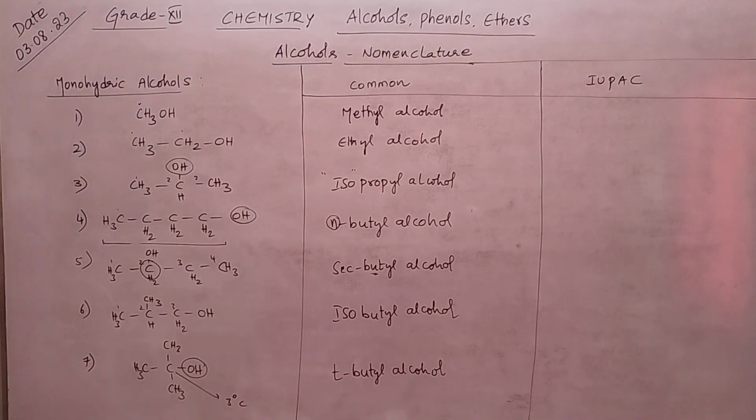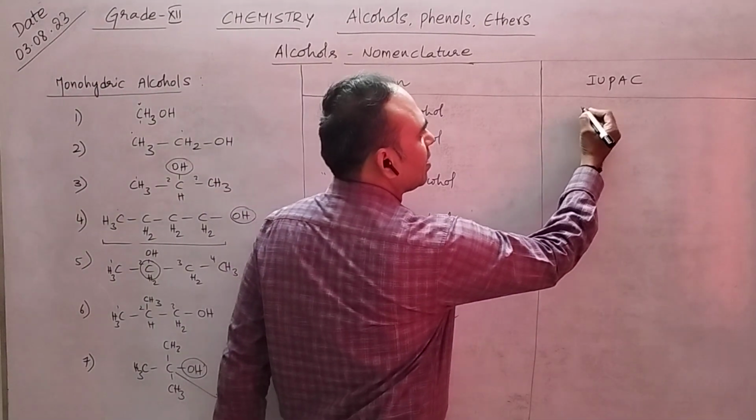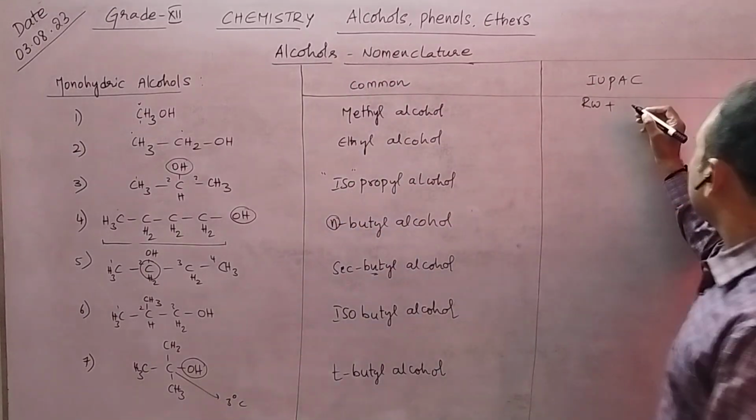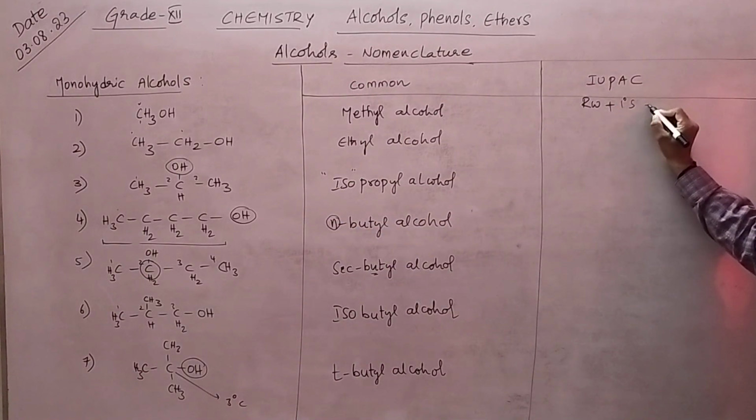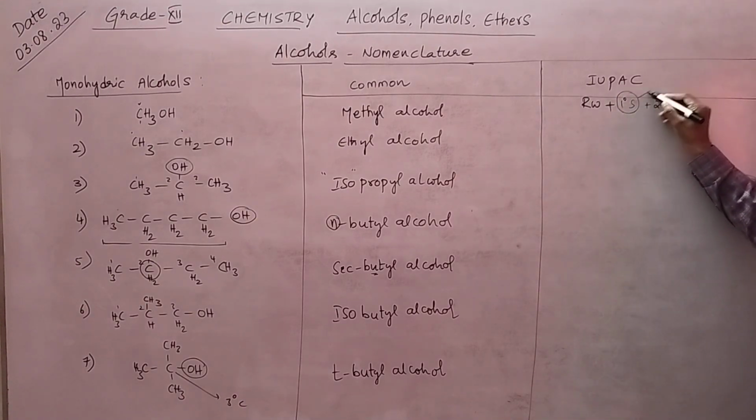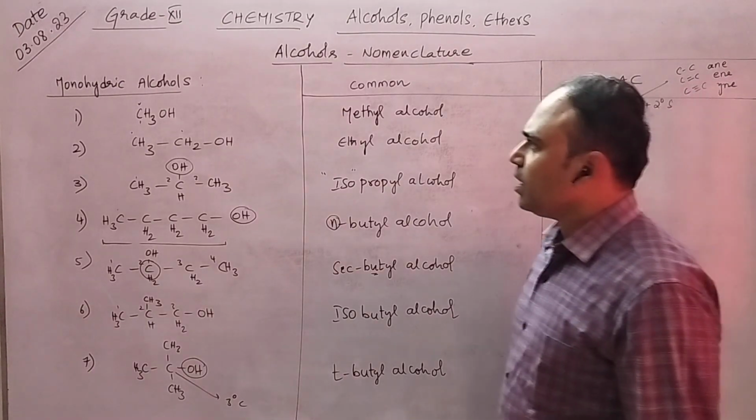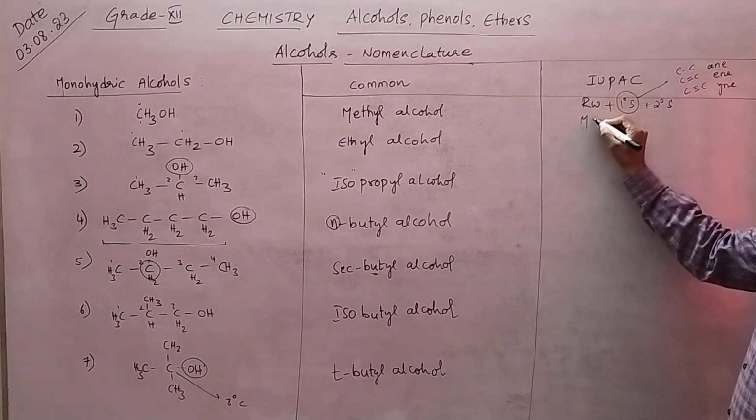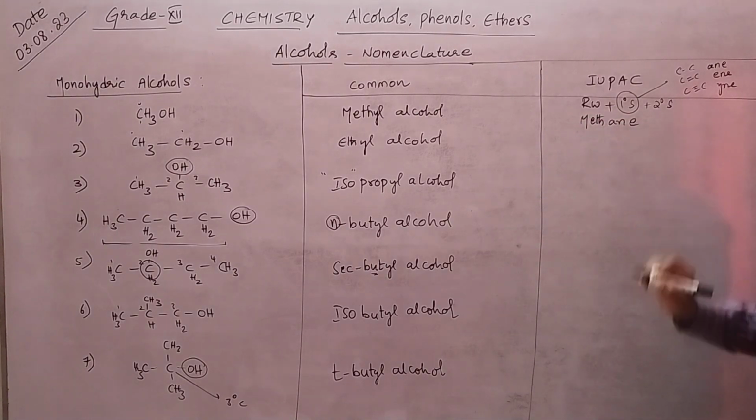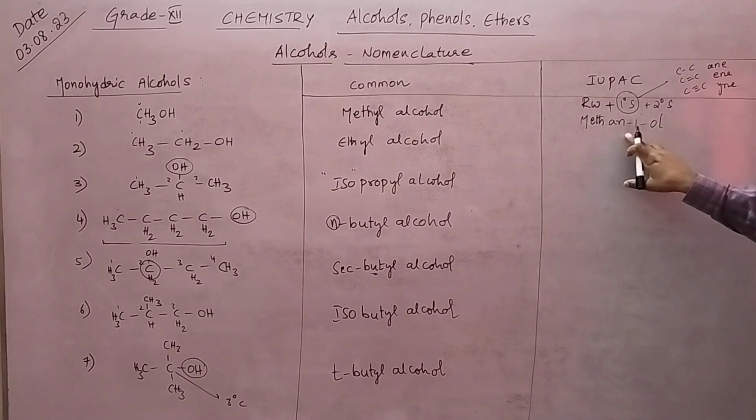If you want to write the IUPAC name, let us see. Root word is meth because you have 1 carbon. Let us write that, root word plus primary suffix, then comes secondary suffix. As you are aware, what is primary suffix? That is nothing but if it is a single bond, ane; double bond, ene; and triple bond, yne. Let us write this. First we take it as meth, single bond, therefore methane, and after this you need to remove this E and write the number, first position. So methanol, either you can write methanol or methane-1-ol.